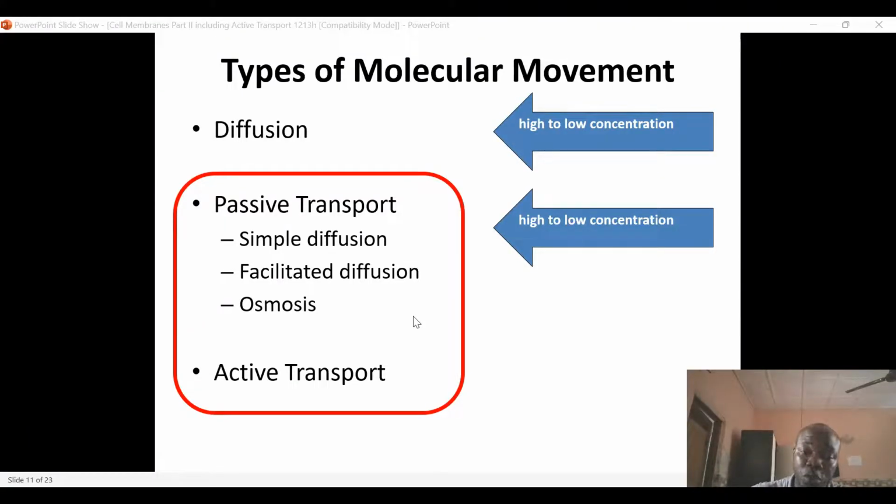Active transport is a type of transportation that requires the use of energy and protein carriers. So that is the difference: active transport needs energy, while passive transport doesn't require any energy. And this active transport is divided into two: primary active transport and secondary active transport. Secondary active transport is divided into three: we have uniports, antiports, and symports. And we are going to look at them one after the other.